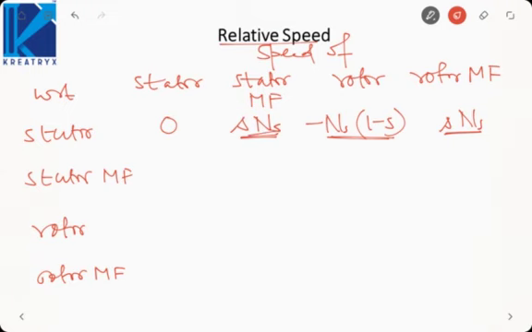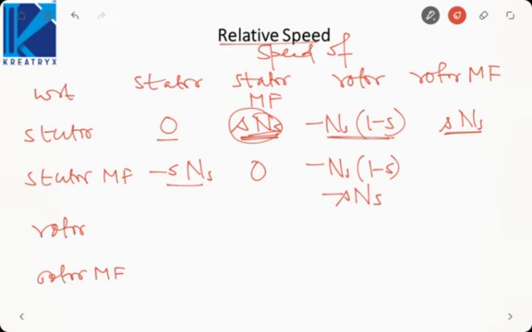Speed of stator with respect to stator magnetic field will be 0 minus sns, so minus sns. Speed of stator magnetic field with respect to stator magnetic field, sns minus sns, is 0. Speed of rotor with respect to stator magnetic field will be minus ns into 1 minus s minus sns, so it will be equal to minus ns. Then the speed of rotor magnetic field with respect to stator magnetic field is 0. Both are stationary with respect to each other.